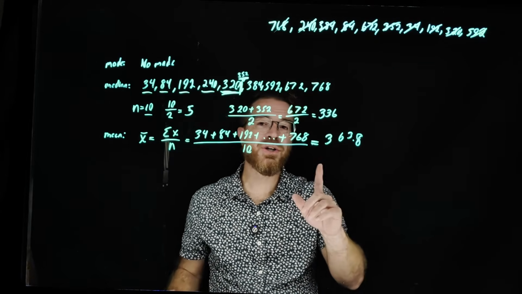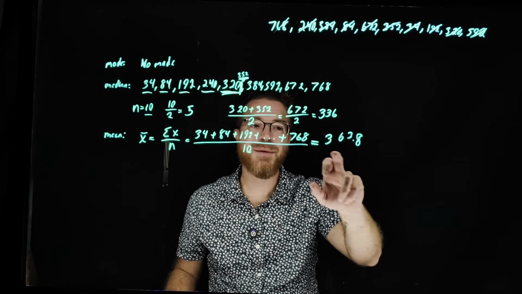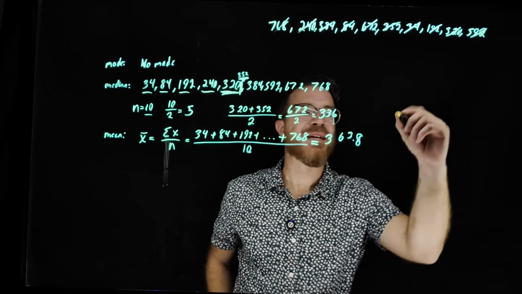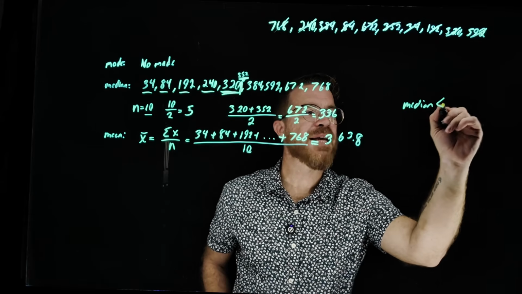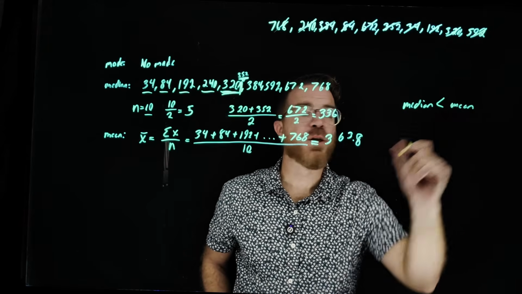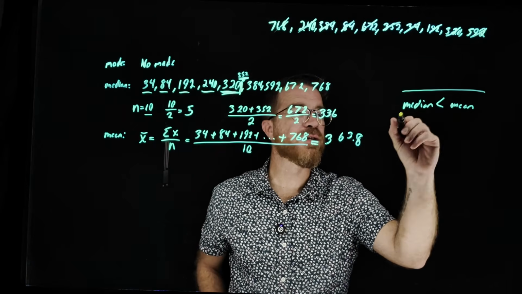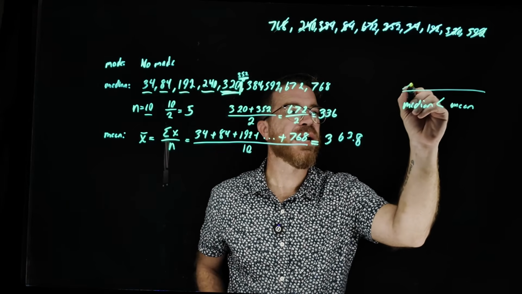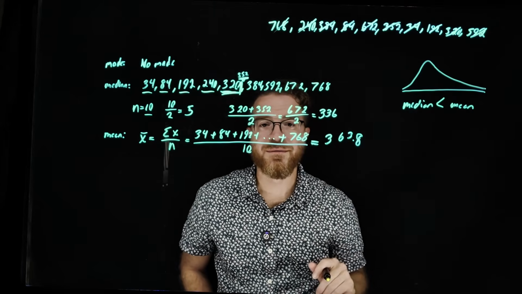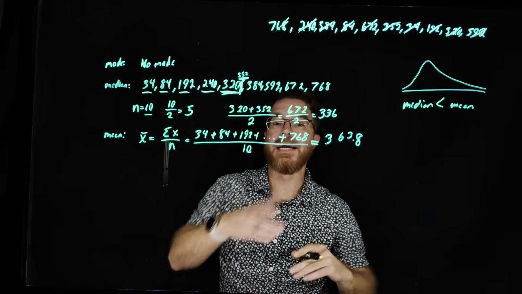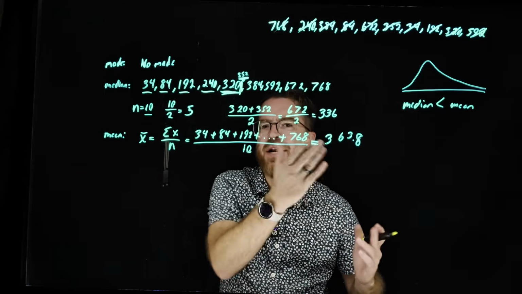Now, I could look at this to determine whether I have a skew left or right, by the fact that my median is less than my mean. If you remember, if my mean is greater than my median, this means I have right skewed data. So in this case, it looks like the skew might be to the right. The 768, if we had an outlier, might be that value.